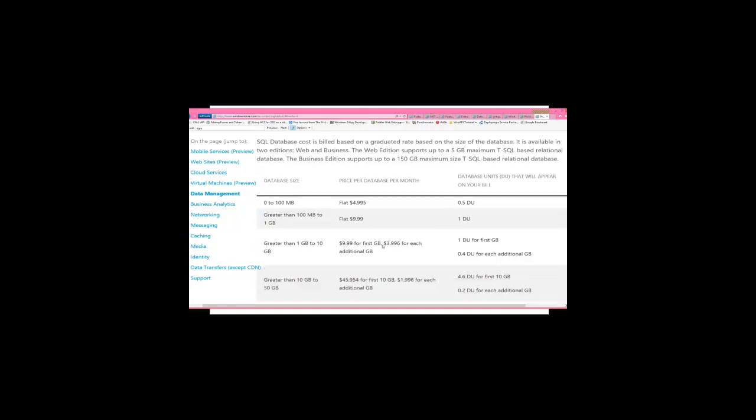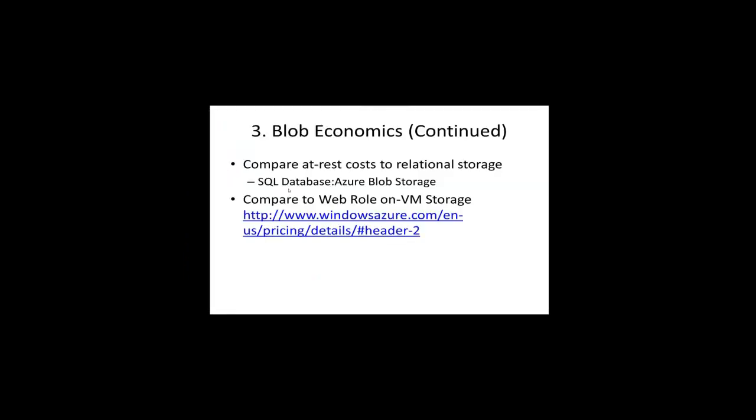Furthermore, the blob storage is accessible by the Hadoop services running on Azure called HD Insight. So if you're a heavy user of Hadoop services, you definitely want to be aware of the storage costs and the transaction costs and so forth. All right, enough about that comparison.